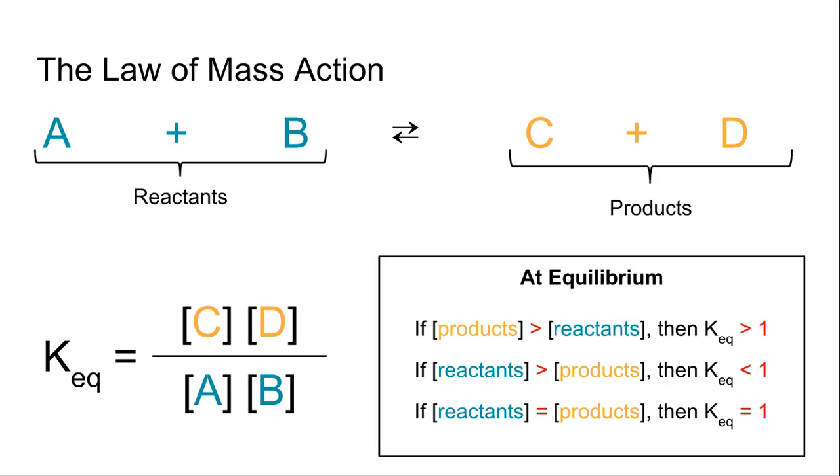So now we can determine where equilibrium lies in this equation. Is it going to be favoring the products or is it going to be favoring the reactants? If KEQ is greater than 1, we're going to see more products than reactants after the reaction is complete. If KEQ is less than 1, then we're going to see more reactants than products after the reaction is complete.